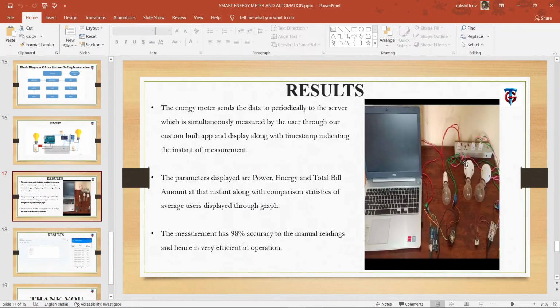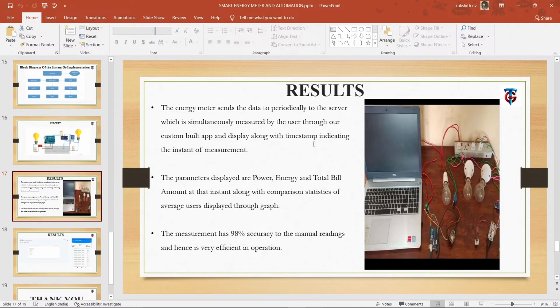Finally, let us see the results now. After making the energy meter setup, the setup looked as shown on the right side of the image. That's how it looks with all the loads, Arduino, NodeMCU, LDR sensor, everything connected. After pushing the code into the Arduino, the energy meter sends data periodically to the server, which is simultaneously viewed by the user through our custom-built app and displayed along with the timestamp indicating the instant of measurement. So it is giving us the instant value of energy being consumed by the user on the app.